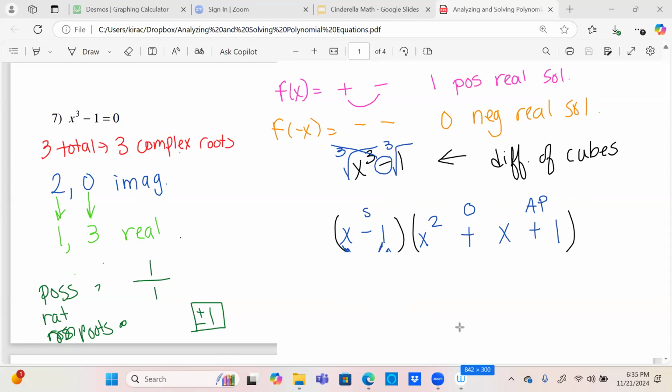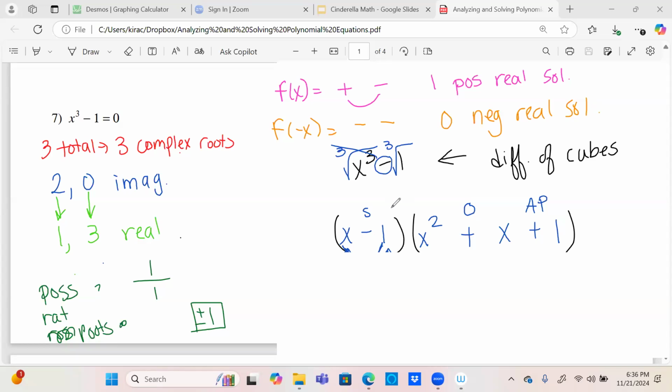And I have a video on the SOAP method. If you need that, just look on my channel and type in SOAP or factoring cubes. It's probably in the Algebra 2 playlist. But I definitely have a video for that if you need to see that in more detail.